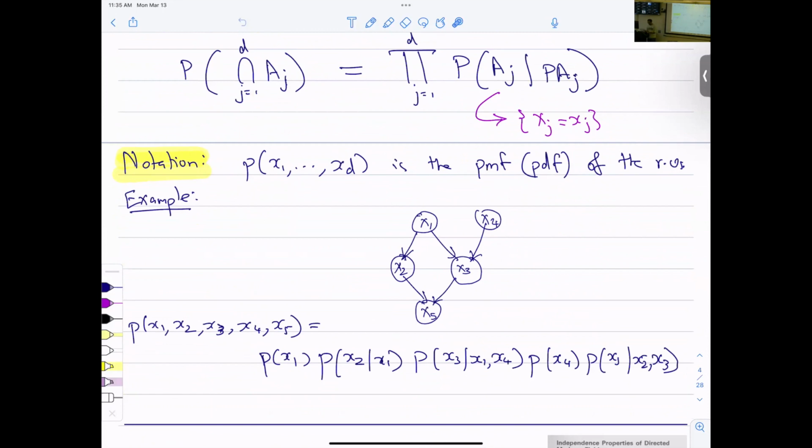For example, look at this. This is a joint distribution between five variables x1, x2, x3, x4, and x5. This DAG encodes the following: the joint distribution is P(x1), which has no parents, times P(x2 given x1), which has only one parent, times P(x3 given x1 and x4), times P(x4), times P(x5 given x2 and x3). So this DAG says that the joint distribution has this structure.